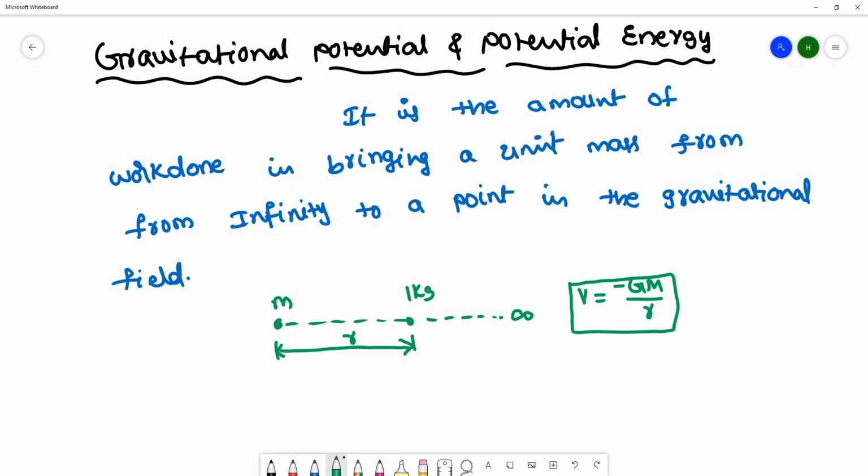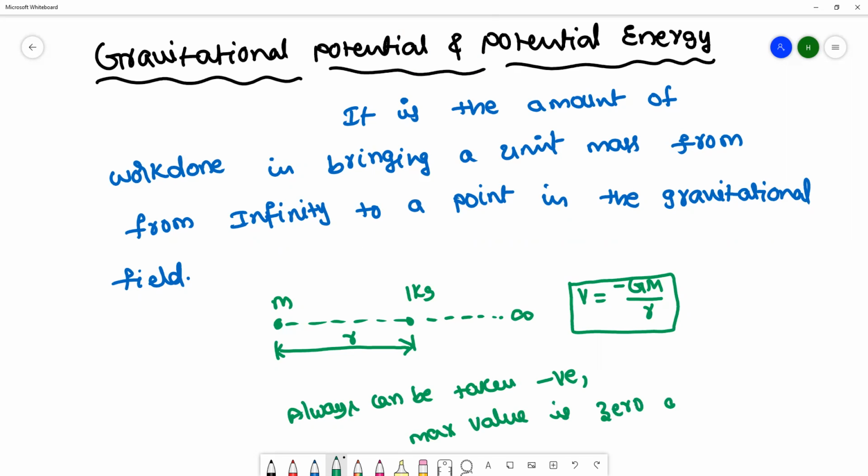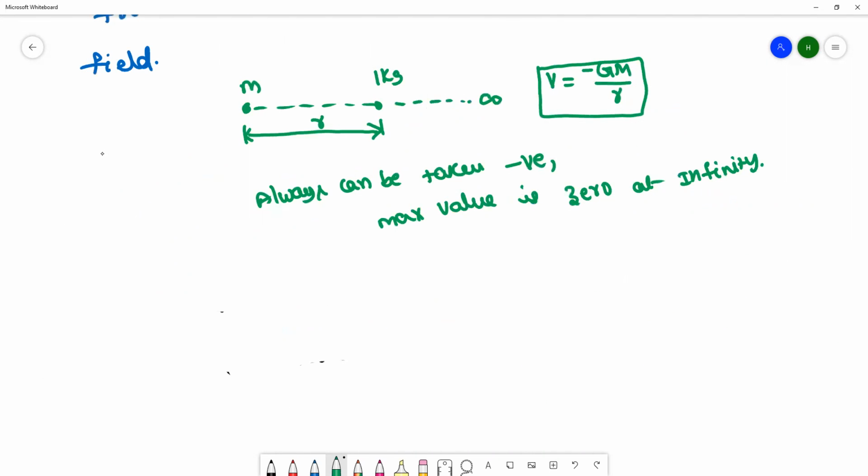Generally, it is always taken as negative. And the maximum value, 0, is at infinity.